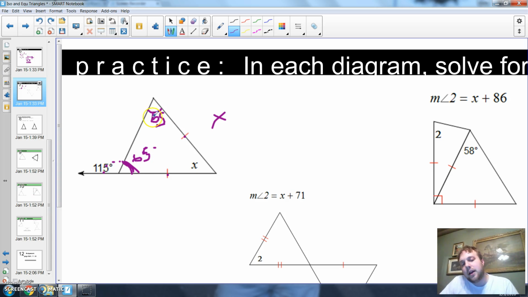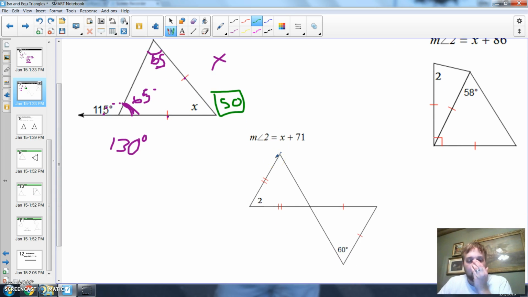I believe 65 and 65, I'm going to skip ahead here. I believe that's 130 degrees right there. Just those two angles are 130 degrees. So what does x have to be? Tick, tock. 50, I believe. X is 50. You guys kind of got the drift of that? You gotta really plunk around through some of these things.